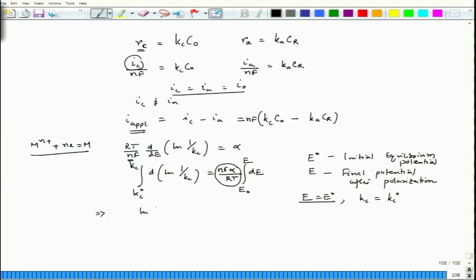then I would get ln(Kc0/Kc) equal to nF alpha divided by RT times (E minus E0). Similarly, I can have this relation for the oxidative symmetry factor.